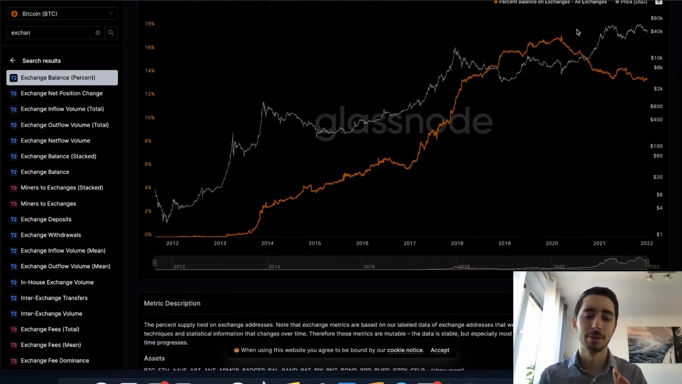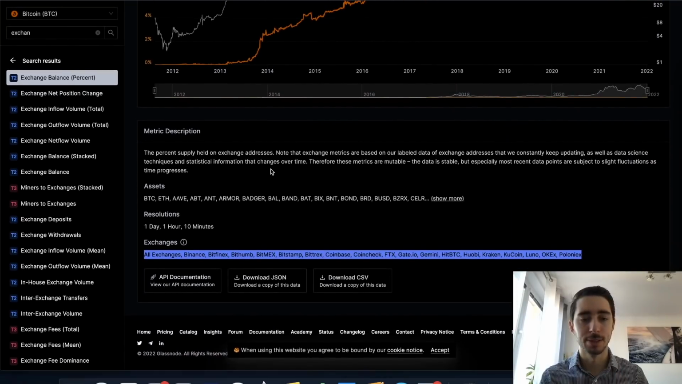But take a look at this down here. This metric is addressing a certain subset of exchanges. It says all exchanges, right? And I'm not here to rail on Glassnode. Some of these data sources are not available to us. But what this is measuring is the amount of Bitcoin generally on spot exchanges, okay? So this does include a lot of major exchanges here. It includes Binance, it includes FTX, right? It includes Bitfinex, Bithumb, BitMEX, Bitstamp, Bittrex, Coinbase, Gemini, a lot of different players here.